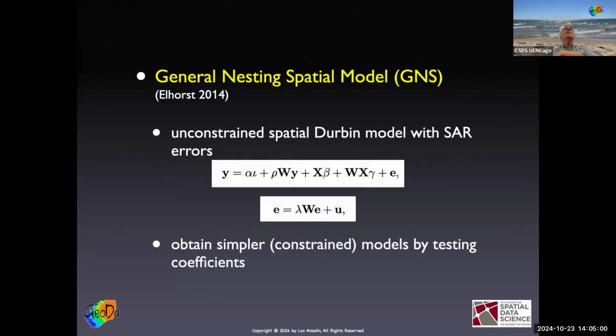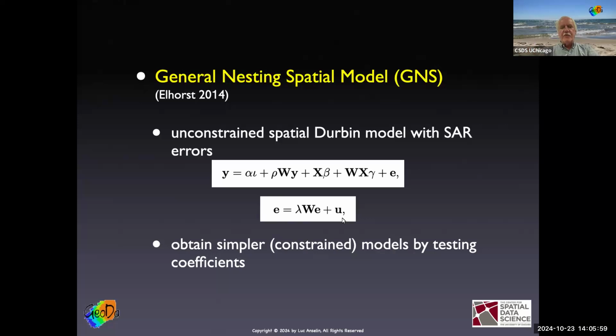But so this is a framework suggested by Elhorst, where basically he throws everything together. So we have an unconstrained spatial Durbin model, constant term, spatially lagged dependent variable, exogenous explanatory variables, spatially lagged exogenous explanatory variables, and then on top of that, we get a spatial autoregressive model for the errors. It's very nice as a framework because it shows very nicely how all these different models are interconnected. It's a little bit misleading to call it a nesting situation because in some cases, especially the one we just saw with the common factor hypothesis, they're actually not nested.